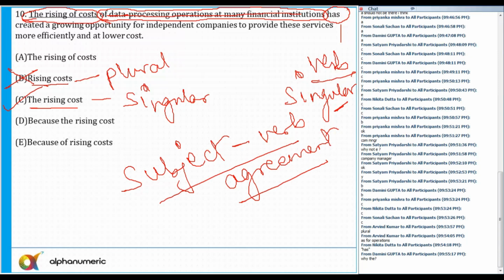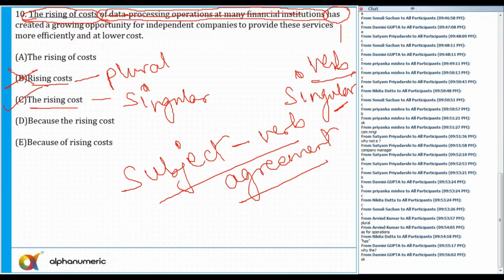The rising cost, because it is singular cost, Damini. That is why the rising cost. It is a specific cost. Rising costs: the moment you say costs, that means it is plural. Whereas the verb that we have used in the sentence is singular, which means the subject also has to be singular. So I'll have to use cost. The answer is C. Okay, did you understand?